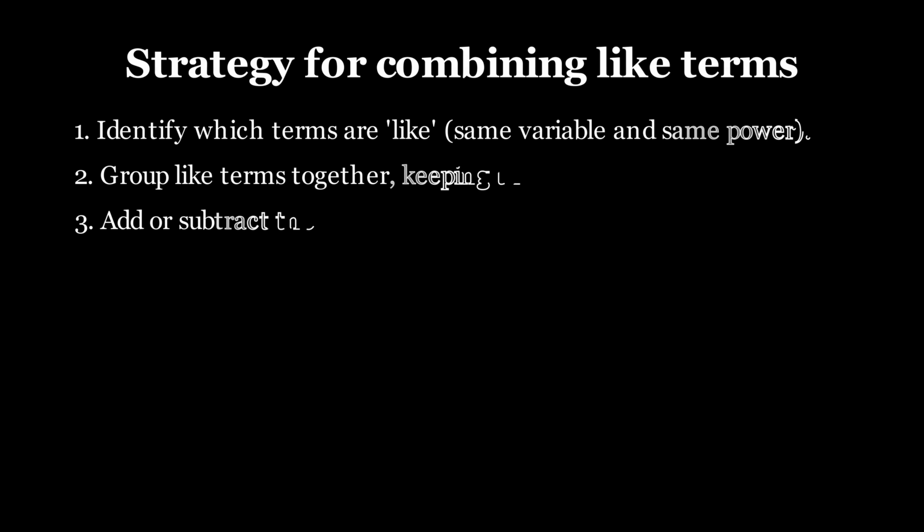Our strategy is: first, identify which terms are alike. They have the same variable and the same power. Second, group like terms together and keep the signs. Third, add or subtract the coefficients. Let's see how that works on some quick examples.